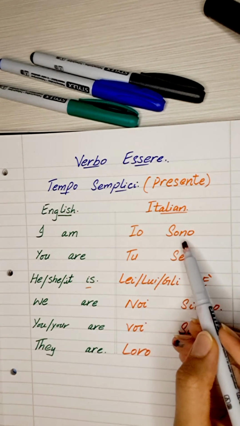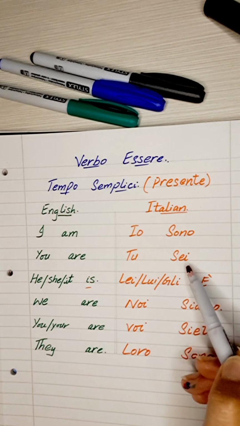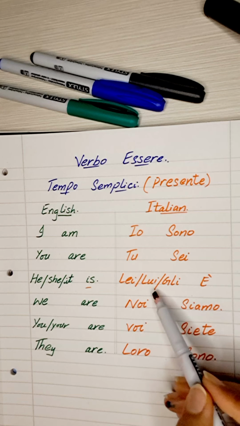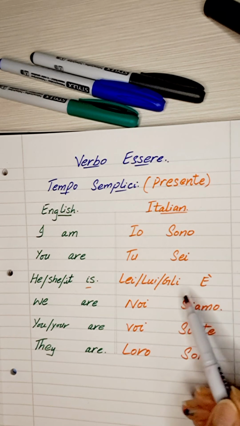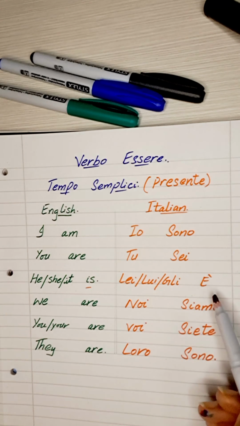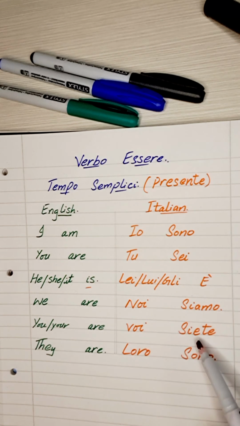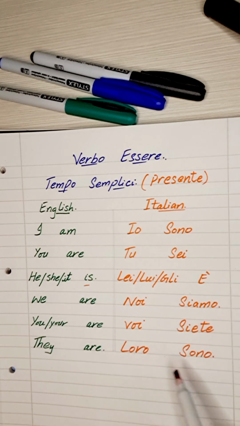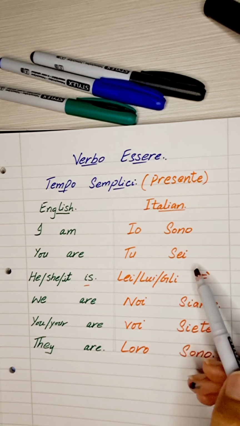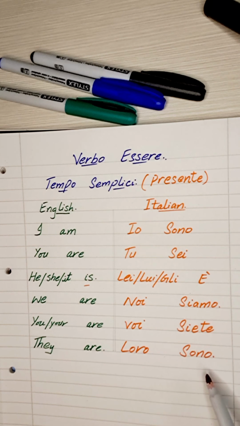Io sono, I am. Tu sei, you are. Lei, lui, è. He is, she is, it is. Noi siamo, we are. Voi siete, you are, in plural form. Loro sono, they are. Okay? Io sono, tu sei, lei, lui è. Noi siamo, voi siete, loro sono.